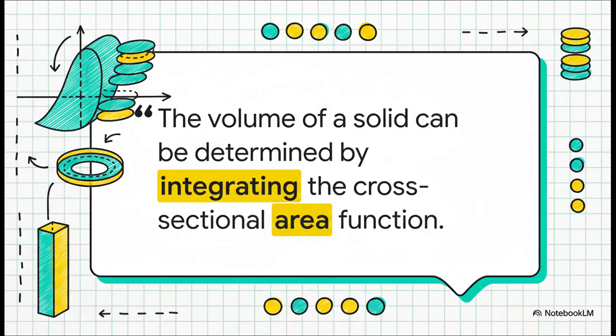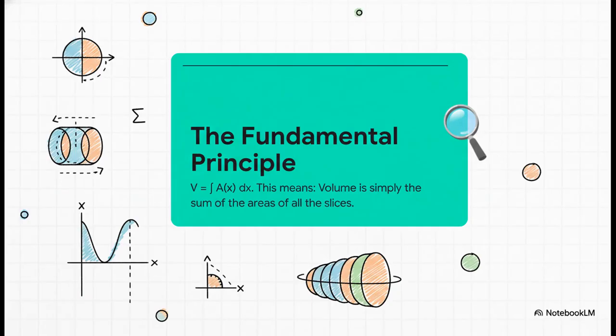And this single sentence, right here, is the foundation for everything we're about to do. You can think of it as the master rule. What it's saying is, if we can just figure out the area of any single slice of an object, we can find the volume of the whole darn thing. And here's what that rule looks like in the language of math.